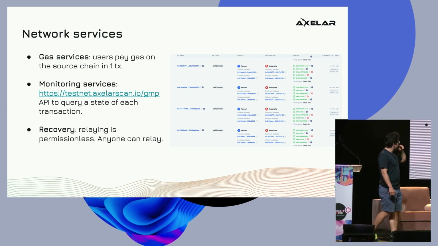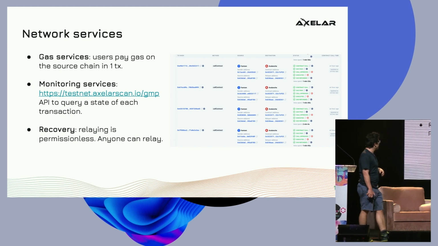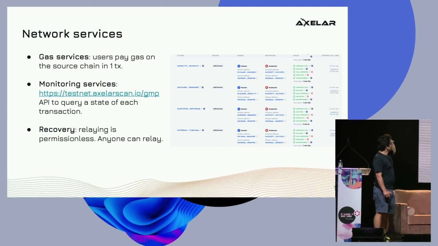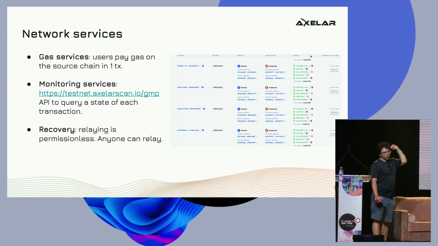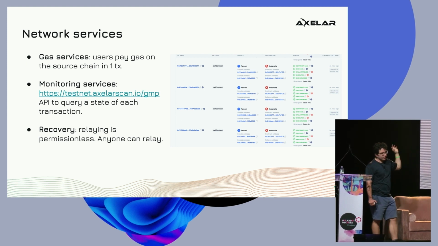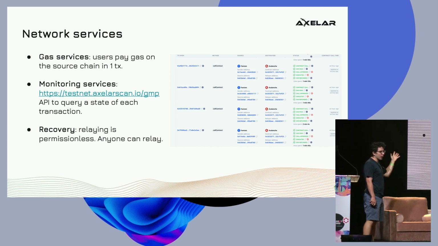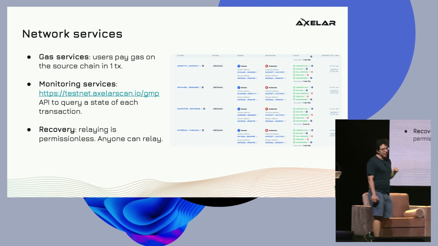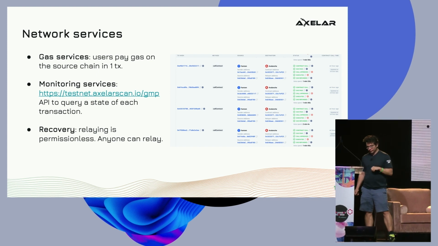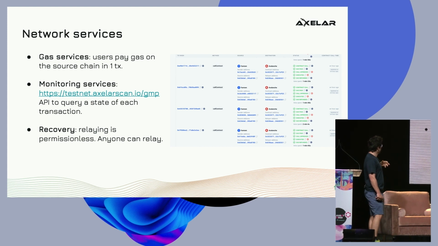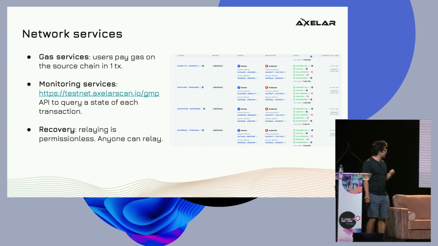You can look at Axelar Scan. You can use the API service that we're building to understand, has the gas been paid? Has the token been approved? On which chain is it currently at? Has it been executed? Yes or no? And if it has not been executed, what are the errors and how do you recover from them, and so on and so forth. And then another example service that we're building is this ability to relay and recover transactions.